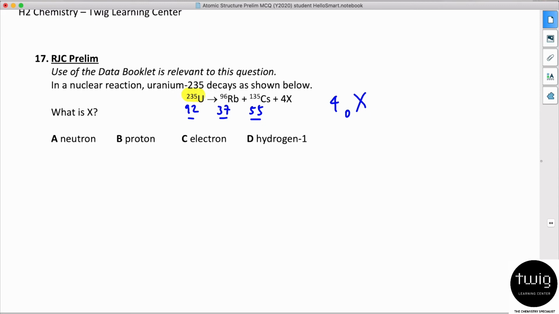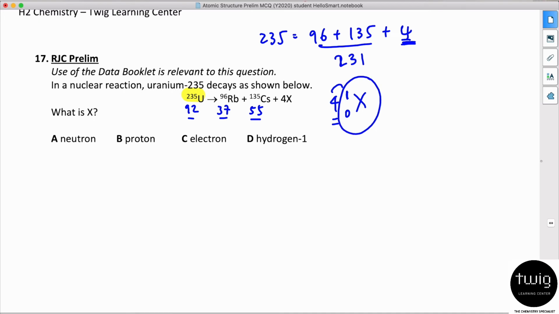Let's add this part. 235 equals 96 plus 135 plus the mass number of X. Over here is how much? 231. So 231, 235, it must be plus 4. Since there's a coefficient of 4 here, the mass number of X must be 1, because 4 times 1 gives you 4. The mass number is 1, but the proton number is 0. It means that it is a neutron.